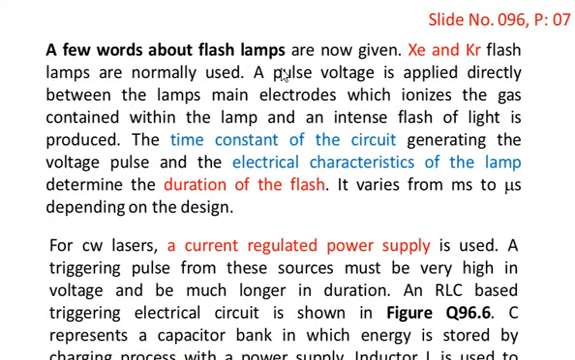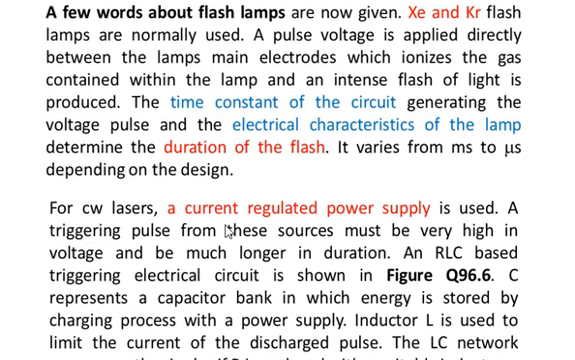A few words about flash lamps are now given. Xenon and krypton flash lamps are normally used. A pulse voltage is applied directly between the lamp's main electrodes, which ionizes the gas contained within the lamp, and an intense flash of light is produced. The time constant of the circuit generating the voltage pulse and the electrical characteristics of the lamp determine the duration of the flash. It varies from millisecond to microsecond depending on the design.